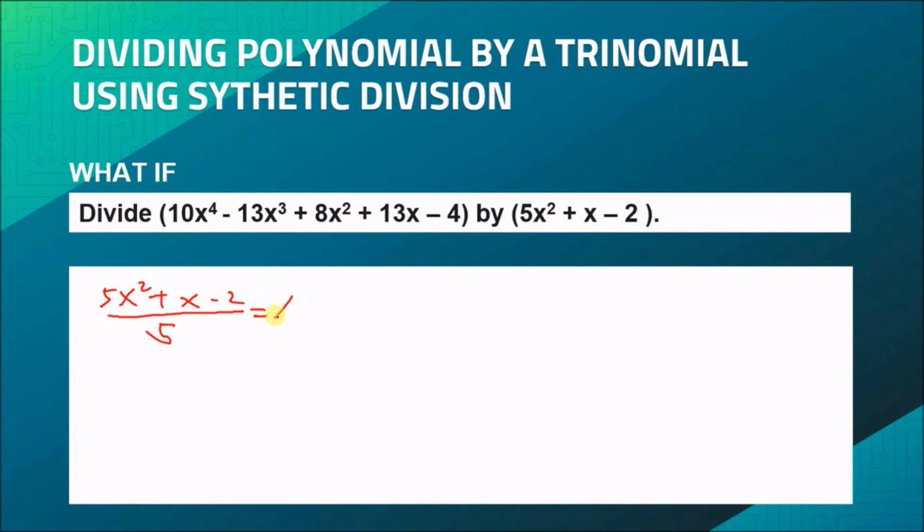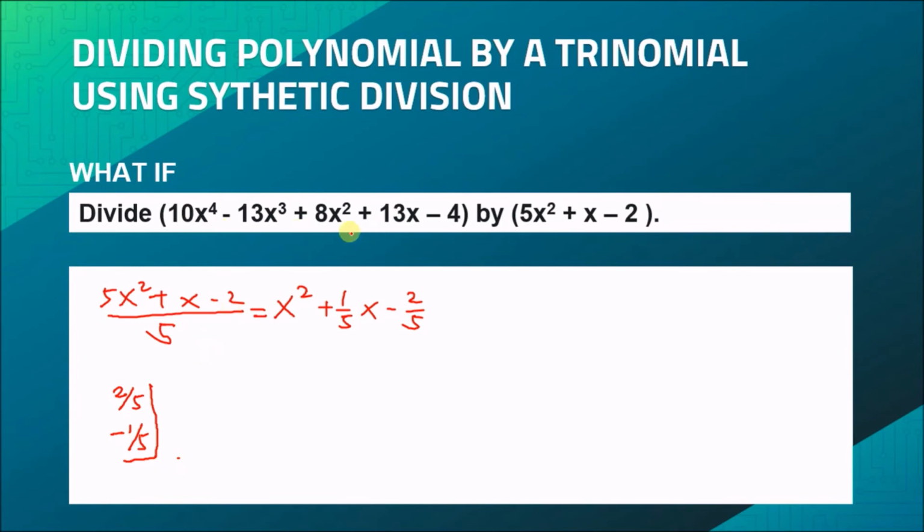Hanggang sa magkakaroon tayo ng x squared plus 1/5 x and then minus 2/5. So, dyan magmumula yung ating mga coefficients na ilalagay dito sa gilid. Again, from the constant term na negative 2/5, ilalagay natin yung positive 2/5 dito. From the 1/5, ilalagay natin yung negative 1/5 dito.